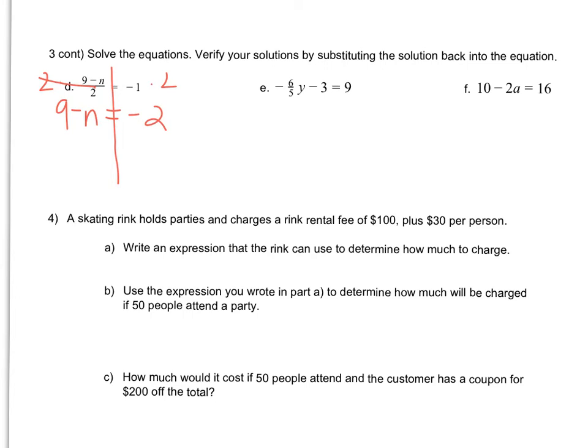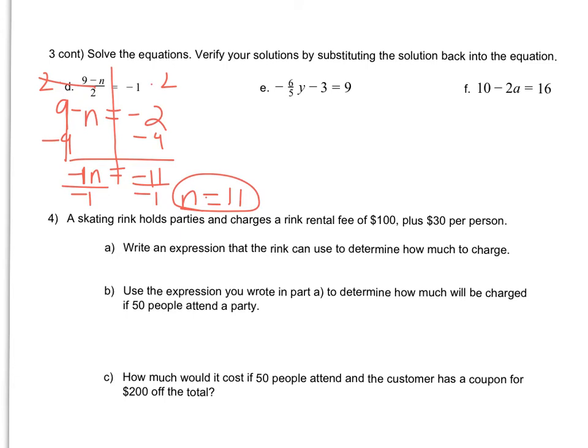I'm going to move 9 first. So since 9 is positive, I'm going to subtract 9. So I have negative n equals negative 11. So notice n is not by itself because it has the negative. So there's a negative 1 hiding in front of it. That says negative 1 times n. So I'm going to divide by negative 1. So n equals negative 11 divided by negative 1 is 11.